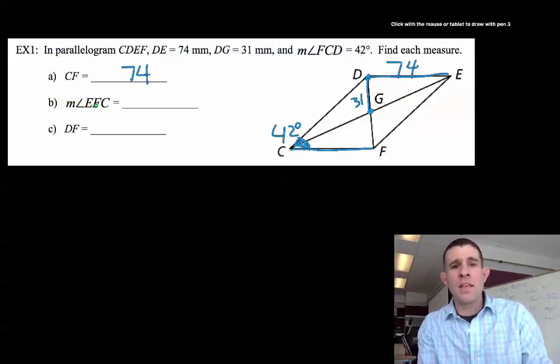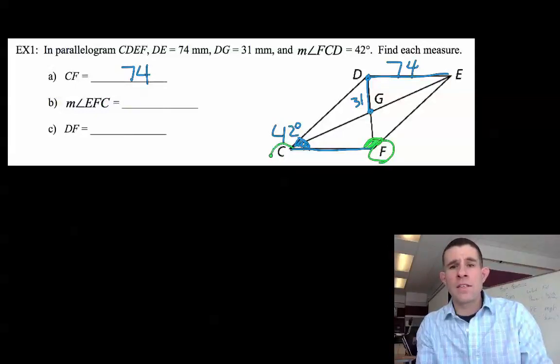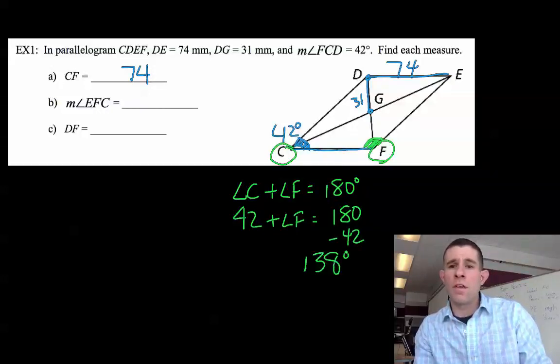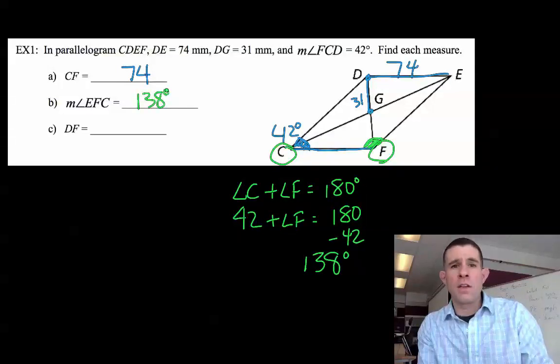Now let's take a look at EFC. That's this angle down here at F. Well, F is an angle that's consecutive to angle C. So I know angle C plus angle F must add up to equal 180 degrees. Therefore, angle C, which is 42, plus angle F add up to equal 180. So if I take 42 away from 180, I'll end up with 138 degrees. So angle EFC is 138.